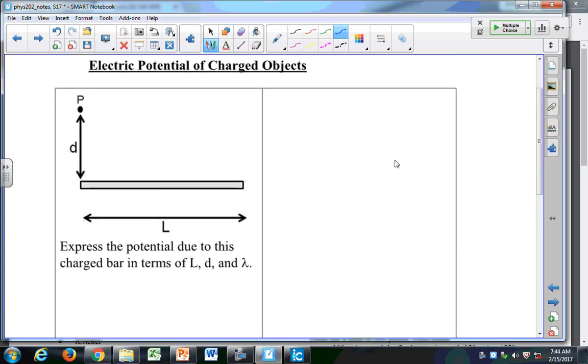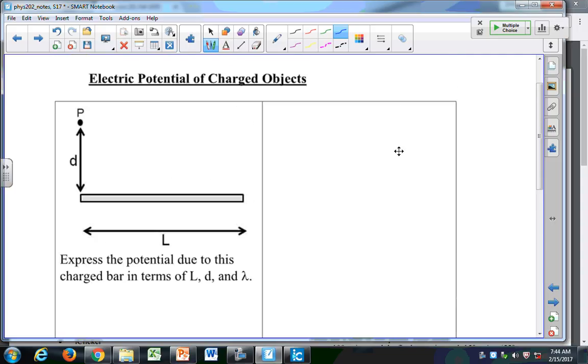I want to just point out a couple things here. I want to create a differential element. It'll have length dx. It'll have a position, so the distance from here to here will be x.